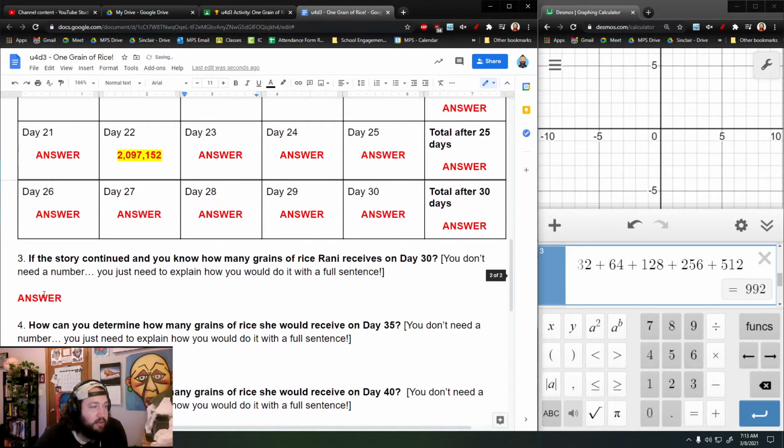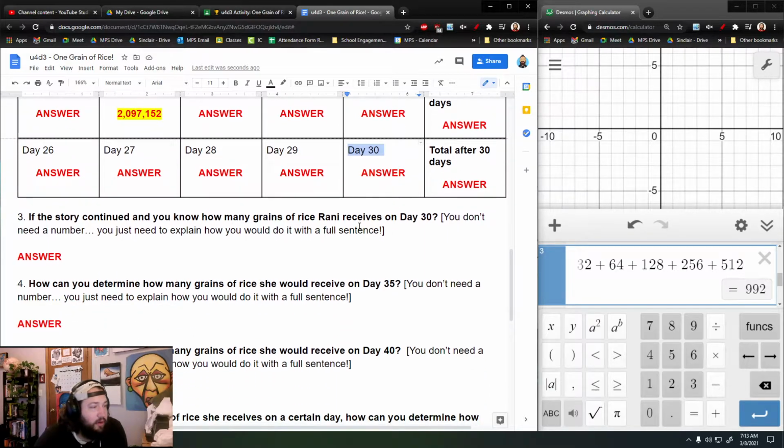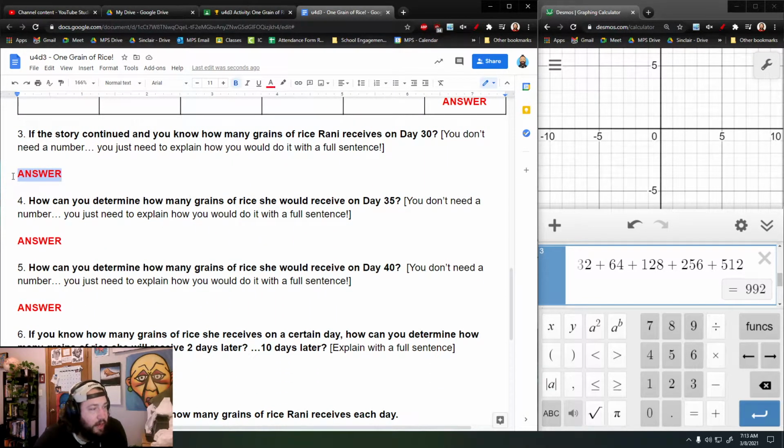So you could say this is doubling every single day. I just have to double day 29 in order to know what day 30 is. So I just have to double every single day, and that'll get me there. So writing that out will be good. How will you determine how many grains of rice you would receive on day 35? Same answer, right? You just double what they know on day 34. So you're just going to double again what she had on day 34.